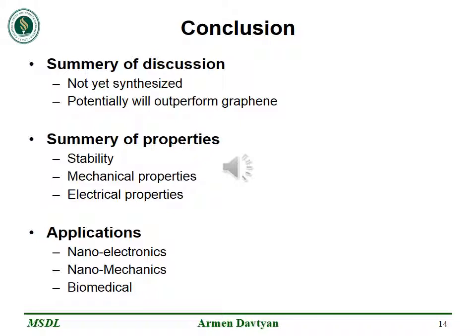The applications of pentagraphene would be numerous. It can obviously be used in electronics. It can be used in nanomechanical applications such as deformable variable stiffness material or in biomedical devices formed of ultra high strength and flexibility.